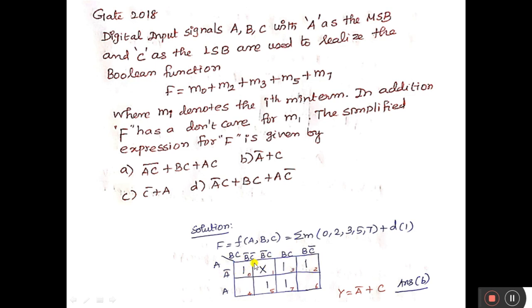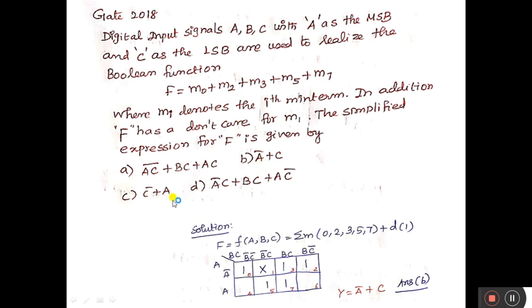If I combine these 4 together, I can get the value C. So final answer Y equal to A plus A bar plus C. The option B is correct. See here, to make confusion, option C they have given C bar plus C.